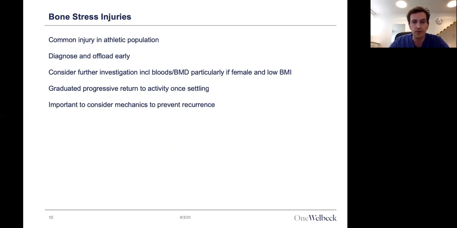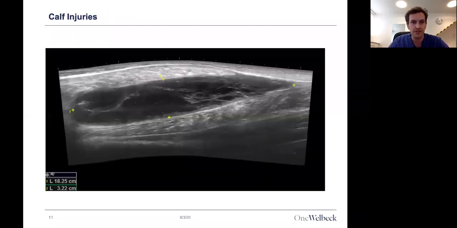It's also very important to consider mechanics, and to have a thorough look at the mechanics in order to return them to sport safely and to prevent further recurrence. So obviously we'll have some questions hopefully on bone stress injuries in a second.